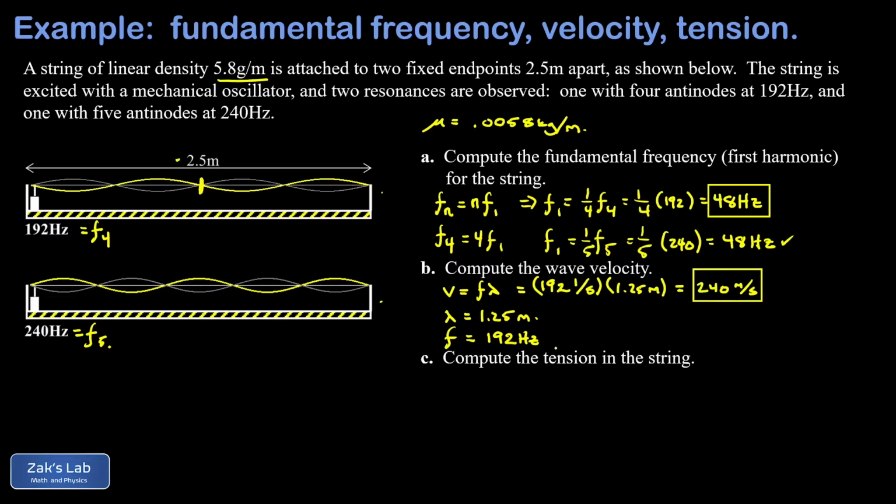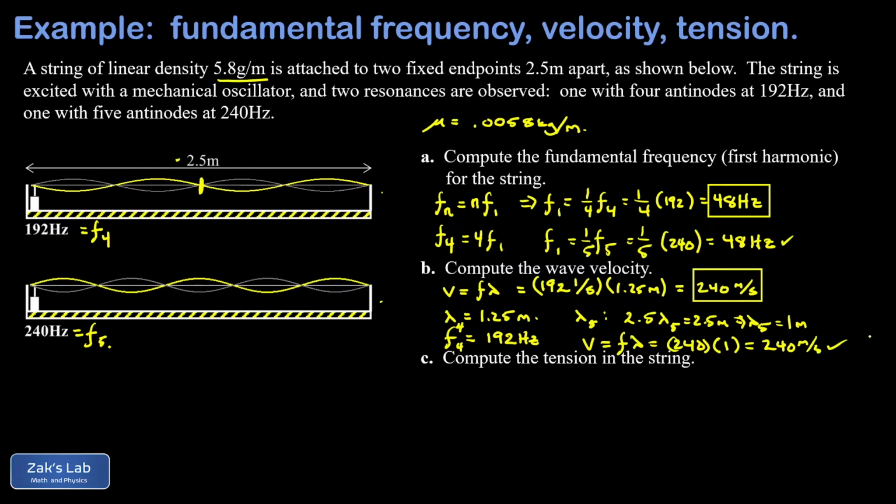Now you could do exactly the same thing with the 5th harmonic. It's just that the math is a little bit trickier. In that picture, I have 2.5 wavelengths equals 2.5 meters. So I'll go ahead and subscript these. Lambda 5 is what I'm looking for here, and I have 2.5 complete wavelengths. So 2.5 lambda 5 is equal to 2.5 meters. So lambda 5 is equal to 1 meter. That happened with a frequency of 240 hertz. So the wave speed, just as a check on our work here, v equals f lambda, 240 hertz times 1 meter gives me the same 240 meters per second.